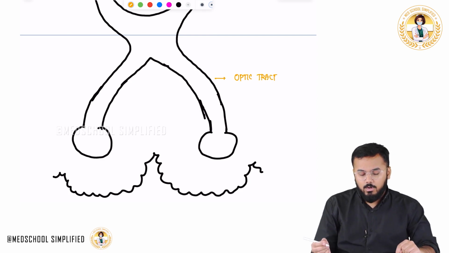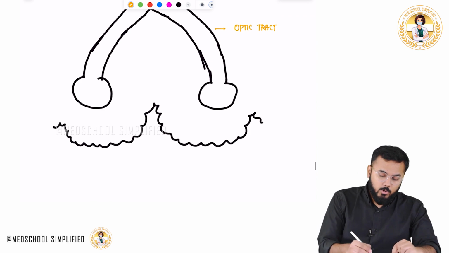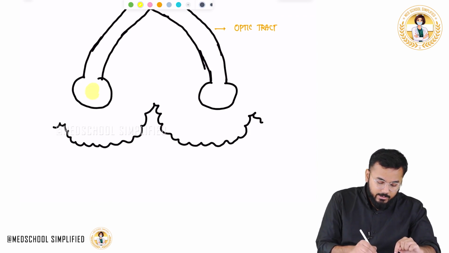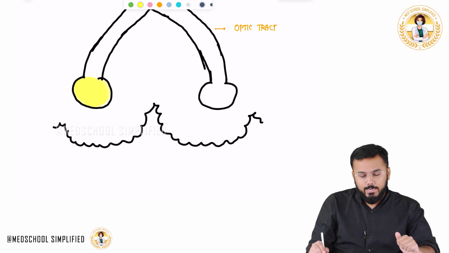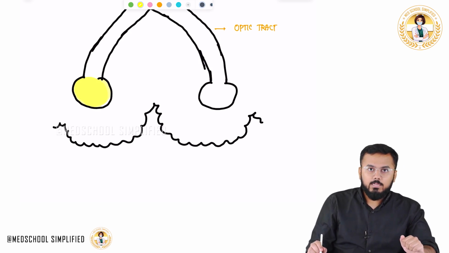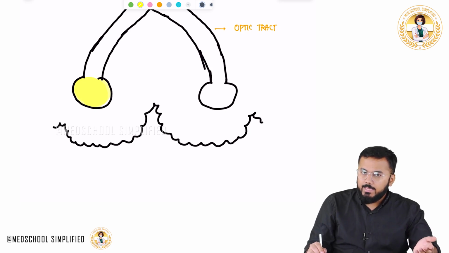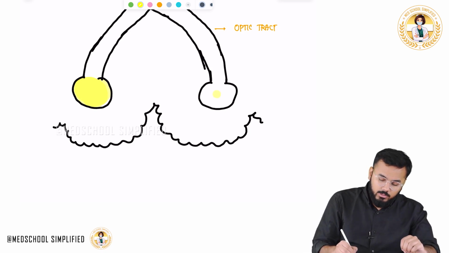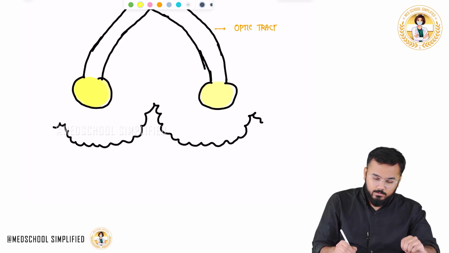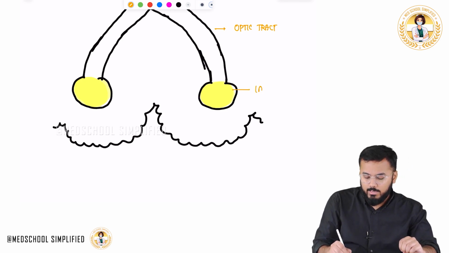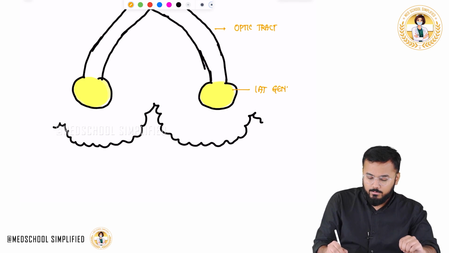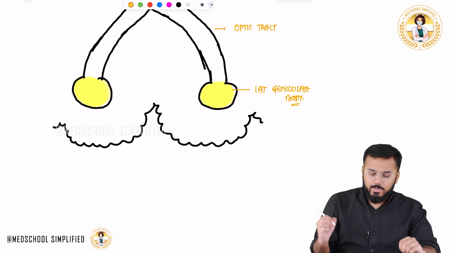So how many optic tracts have you got? Right and left. And the next important thing is that this area which I am shading right now, this yellow color region, is called your geniculate body. So this is your lateral geniculate body on the right and on the left, and you have got medial geniculate bodies on the right as well as on the left. So let us say these two structures are your lateral geniculate bodies.